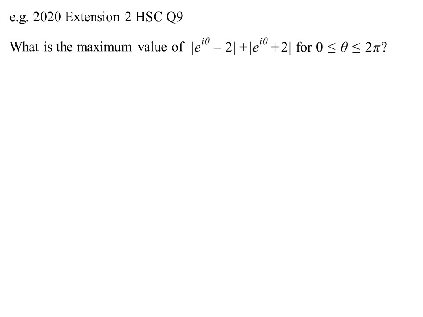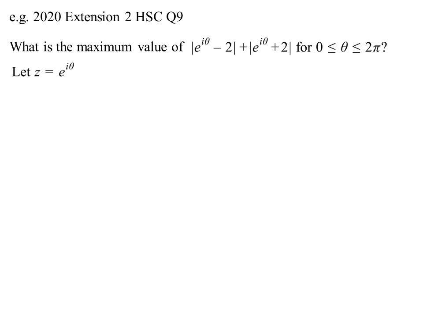HSC question from 2020. Question 9, you'll notice, it was actually a multiple choice question. But I'm not going to give you the multiple choice here, I'm just going to do the question. What is the maximum value of this expression? Absolute value of e to the iota theta minus 2 plus the absolute value e to the iota theta plus 2, where theta goes in between 0 and 2 pi. That was going once around the circle.